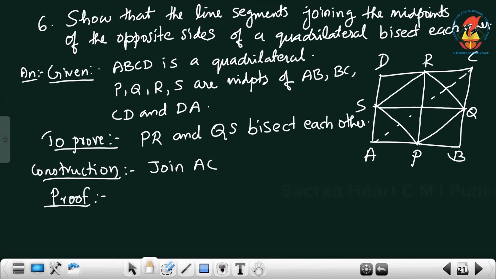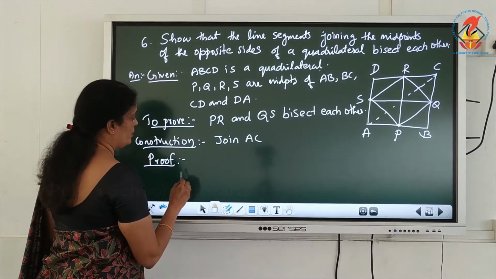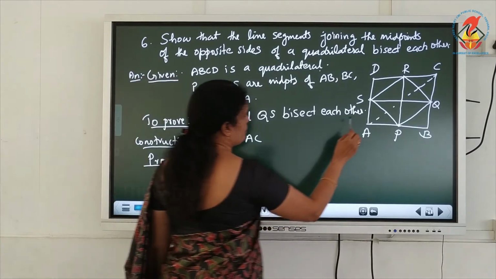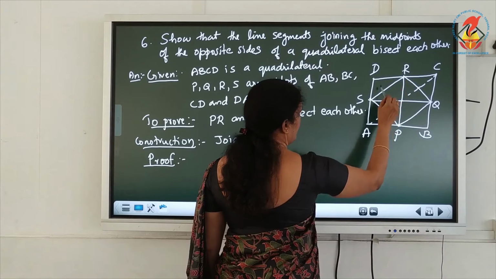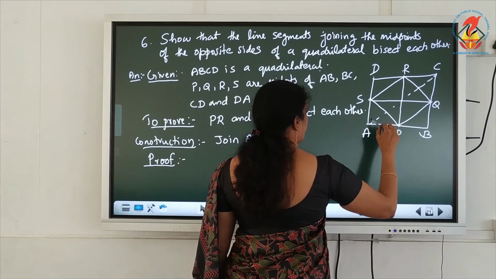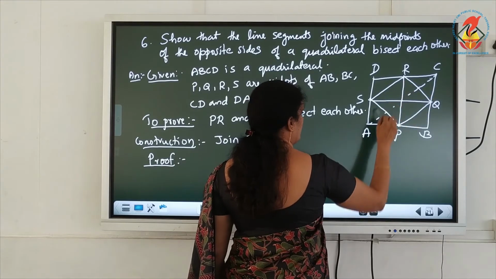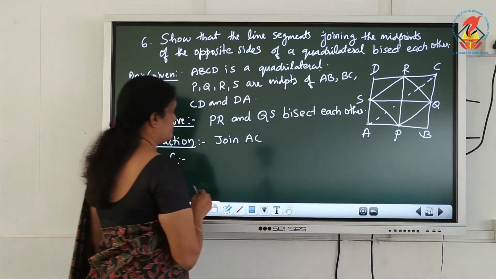First, given ABCD is a quadrilateral, P, Q, R, S are the midpoints of AB, BC, CD and DA. To prove PR and QS bisect each other, construction: join AC. Proof. Here S and R are the midpoints of AD and DC. SR is parallel to AC. By the midpoint theorem, SR equals half AC.